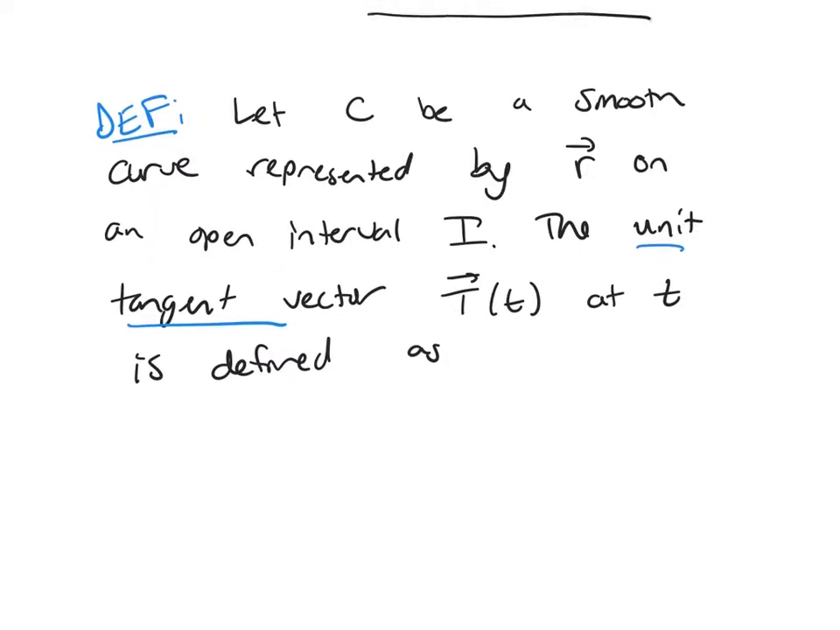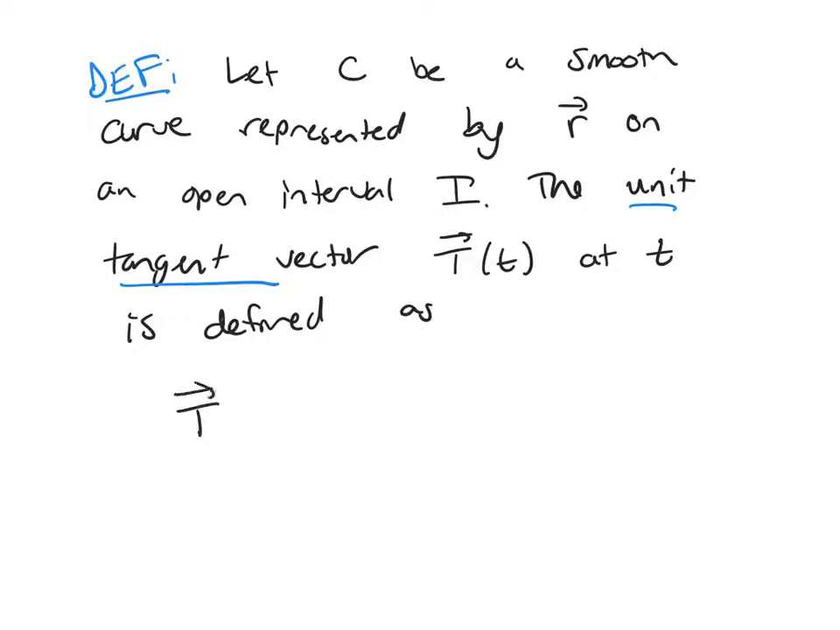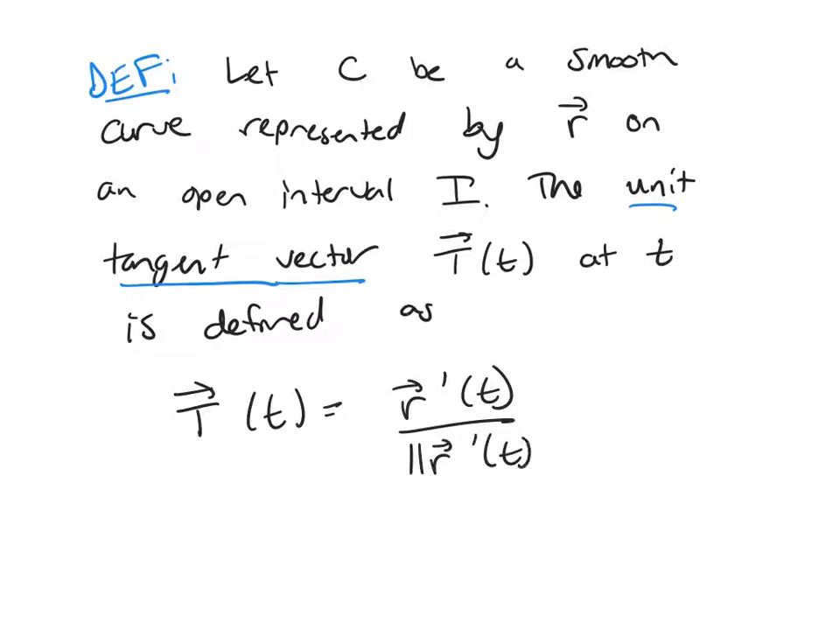as, so the formula for the unit tangent vector, it's going to be r prime over the magnitude of r prime, assuming that this is not 0. And remember that condition was part of being a smooth function, a smooth curve too.